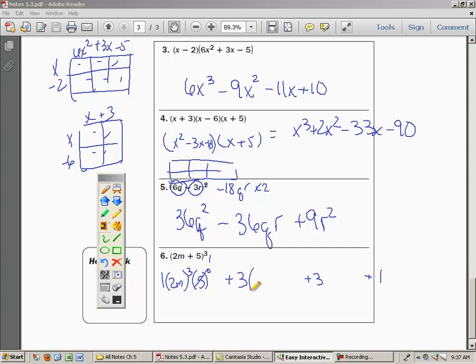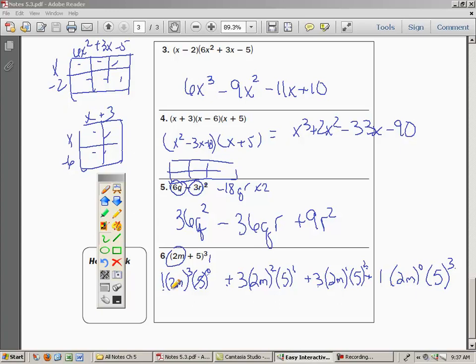Now my powers on 2m are going to decrease, so going from 3 to 2. My power on 5 is going to go from 0 to 1. My powers on 2m decrease from 2 to 1, and this is now 5 squared because I went 0, 1, 2. And now in the last term, there are no 2m's, and there are 5 to the third. All right, so again, my exponents on the first term steadily decrease, 3, 2, 1, 0. My exponents on the second term increase from 0, 1, 2, and 3, and my coefficients are 1, 3, 3, and 1. All right, now let's simplify.